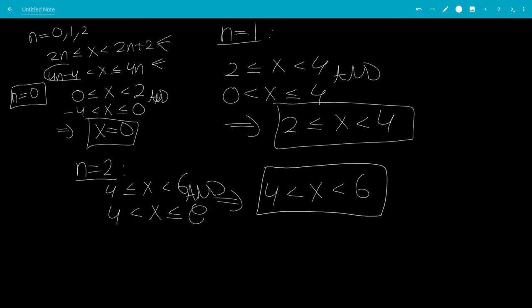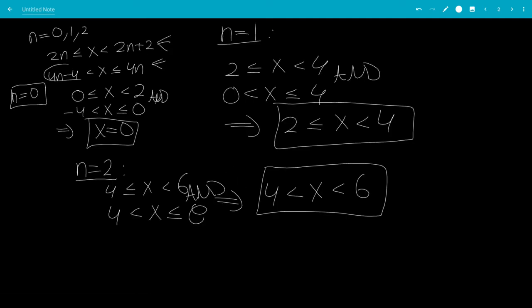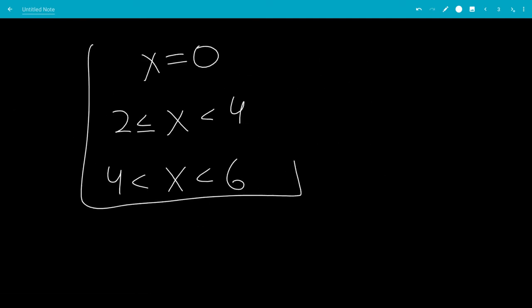So those are the solutions we have. So we have x is 0. x is between 2 and 4, not including 4. x is between 4 and 6, not including 4 or 6. And those are the answers.